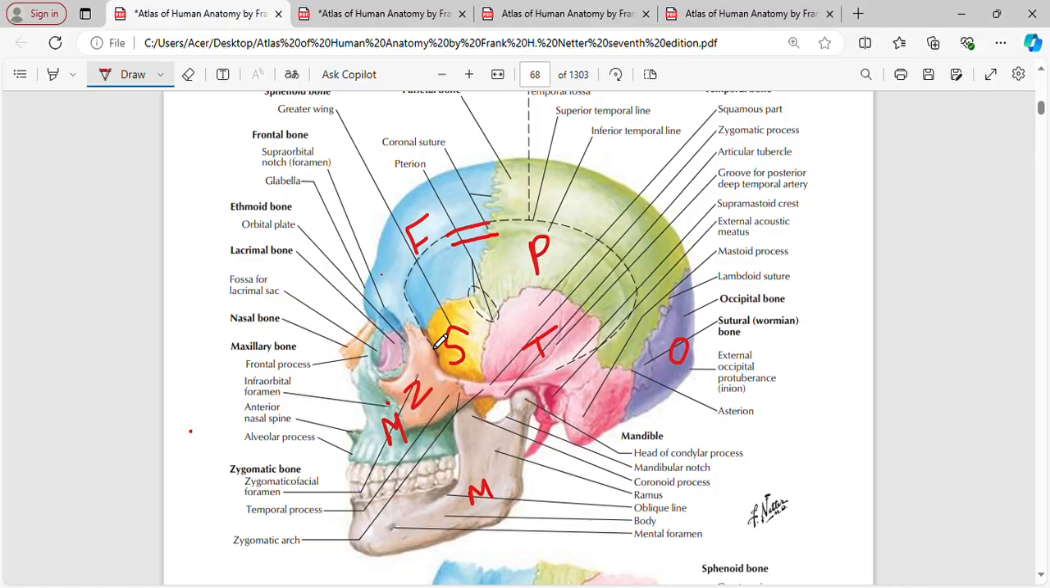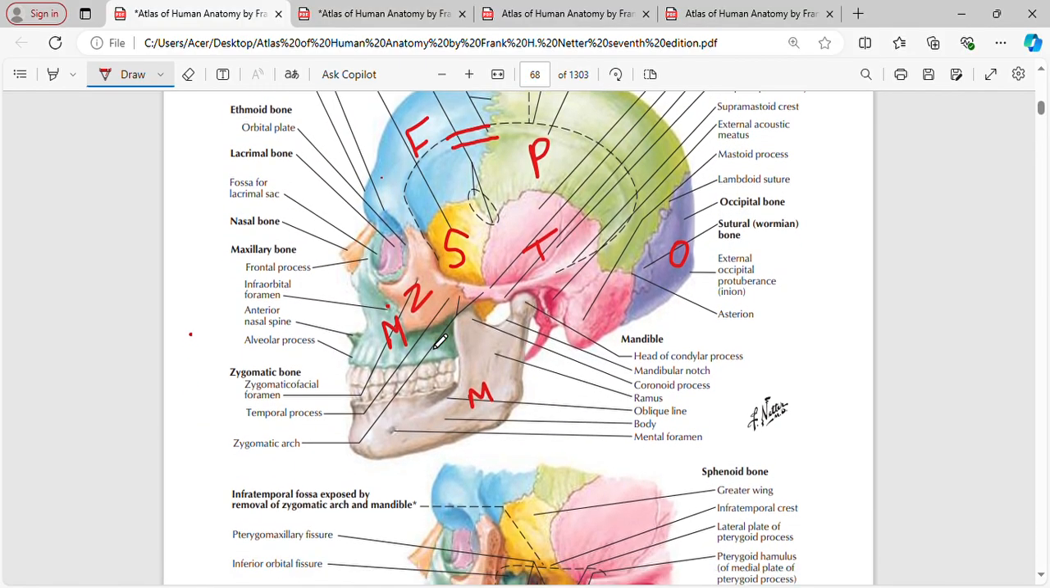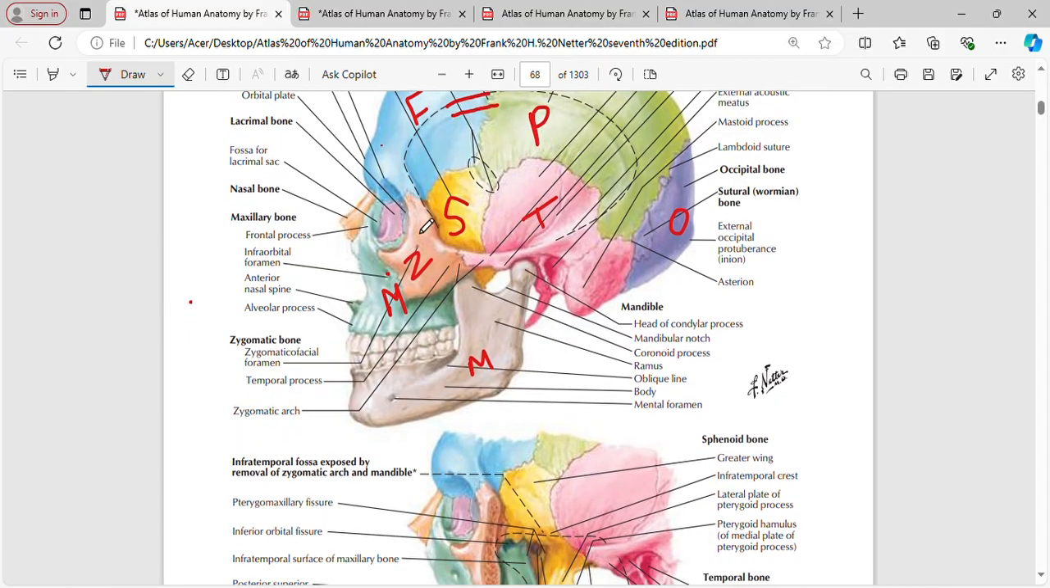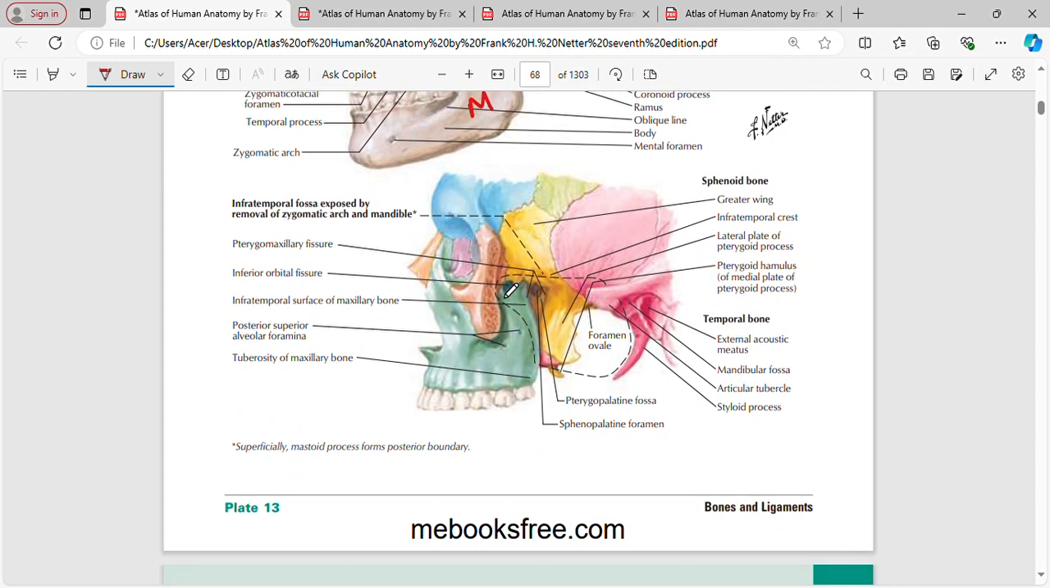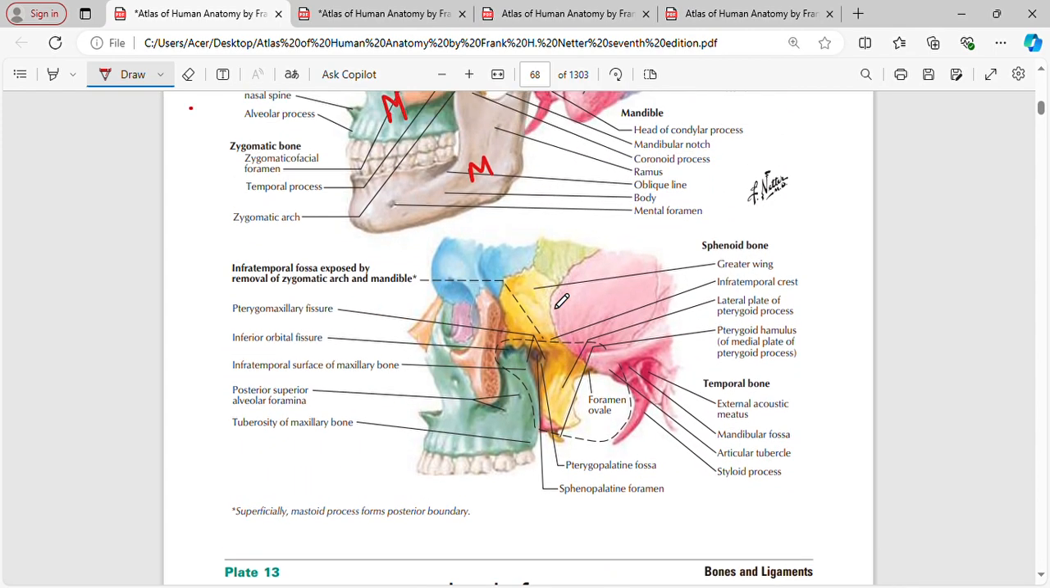The important fossae present in the lateral view of the skull are not actually visible that way. It contains the infratemporal fossa. As we discussed, this is the temporal fossa. Just beneath the temporal fossa is the infratemporal fossa, and just medial to the infratemporal fossa, as you can see in this diagram, is the pterygopalatine fossa, right? This is the pterygopalatine fossa here.